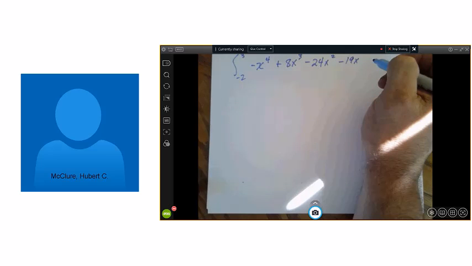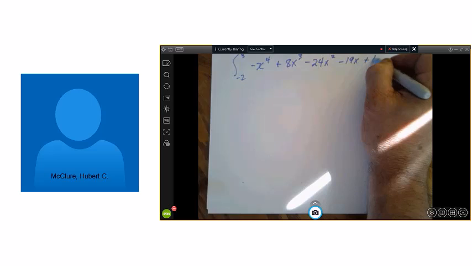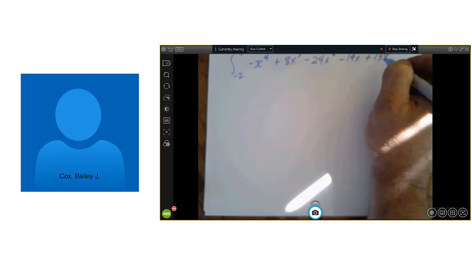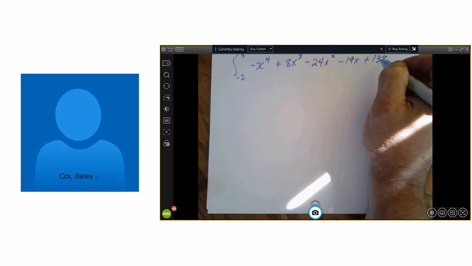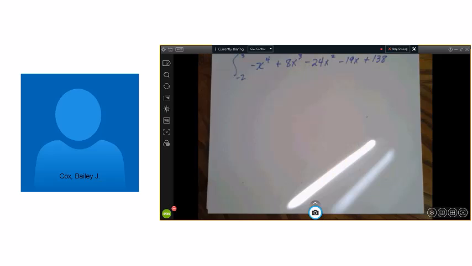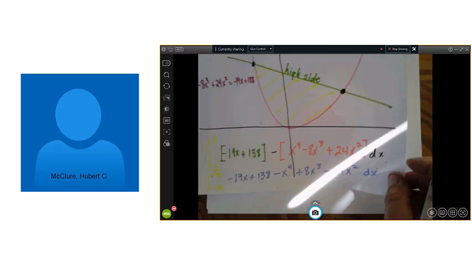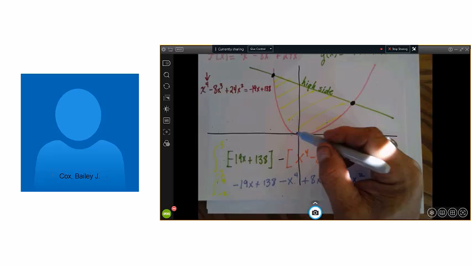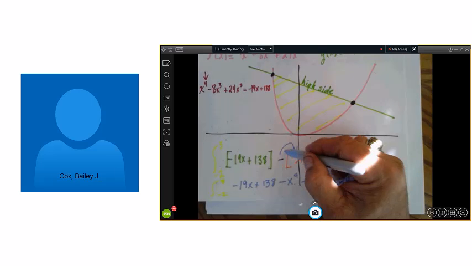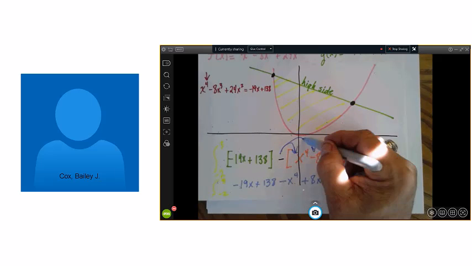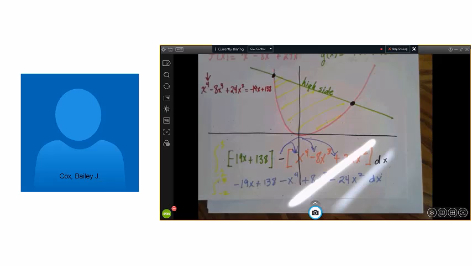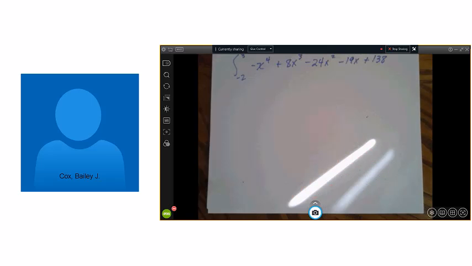Isn't that a minus 8x to the 3rd? Isn't that a negative 8x to the 3rd? The negative and the negative make it a positive. Hold on. Oh, I messed up the sign. That was my fault. No, you're negative. Right. You're right. Yeah, you're right. My bad.